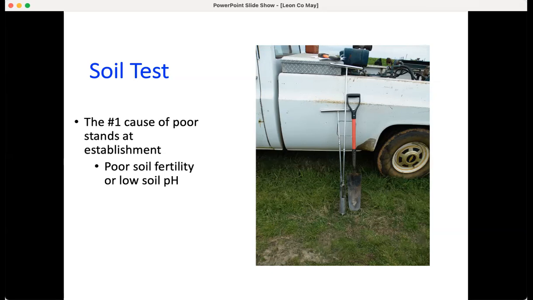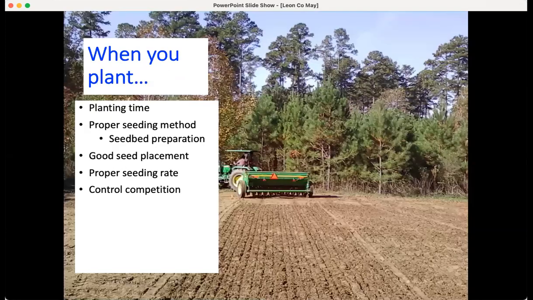So it's always important to start with a soil test when you are going to add or make an adjustment, or plant a new forage species that maybe you haven't had on your property before. So when it comes to establishing, planting time is going to be important. That will always depend on what you are planting, so it's always best to ask well in advance.